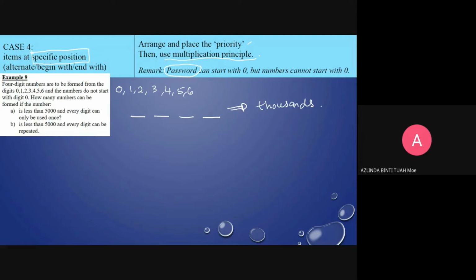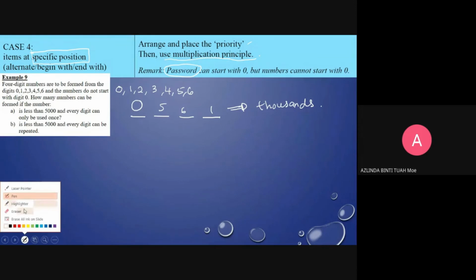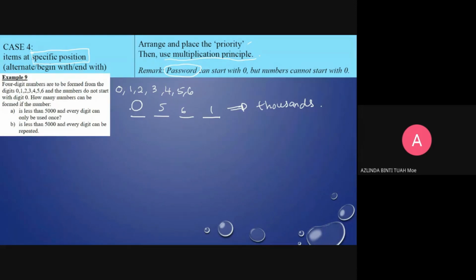The numbers do not start with digit 0. Kita tak boleh letak kosong di bahagian depan. Dia dah remind. Sebab apa? Bila kamu letak kosong, kamu susun nombor lain di belakang. Contoh saya letak 5. Letak 6, letak 1. So dia tak jadi nombor 1000 dah, dia dah jadi nombor hundreds. Dia dah jadi nombor ratus. Kalau dia kata 4 digits, maksudnya dia nak nombor ribu, dia tak nak nombor ratus.